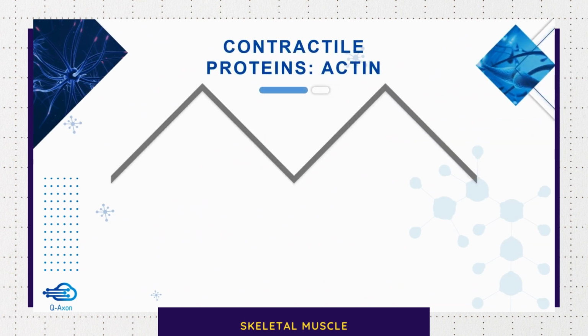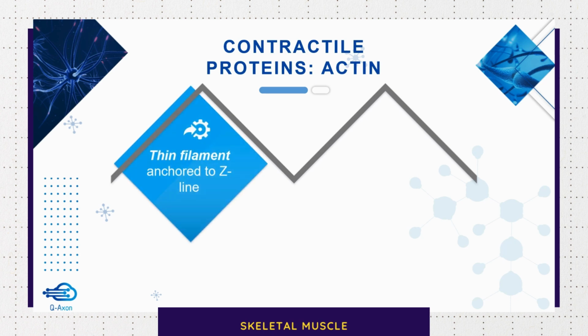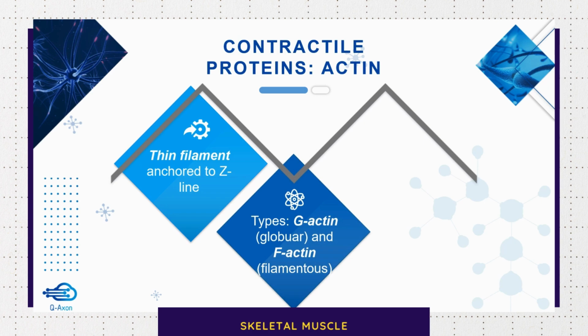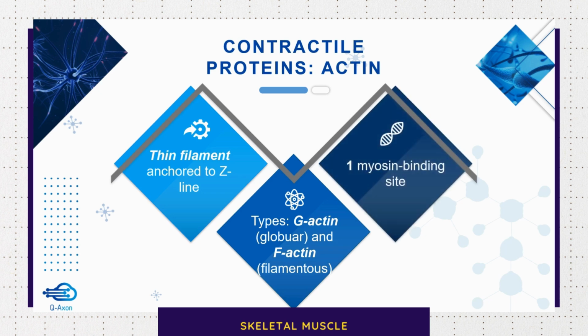Now let's first look at the contractile protein actin. So actin is in the form of thin filaments which are anchored to the Z line of the sarcomere. There are two types of actin, that is G-actin or globular actin and F-actin or filamentous actin. Most importantly, there is only one binding site present on actin, and this is to bind myosin.